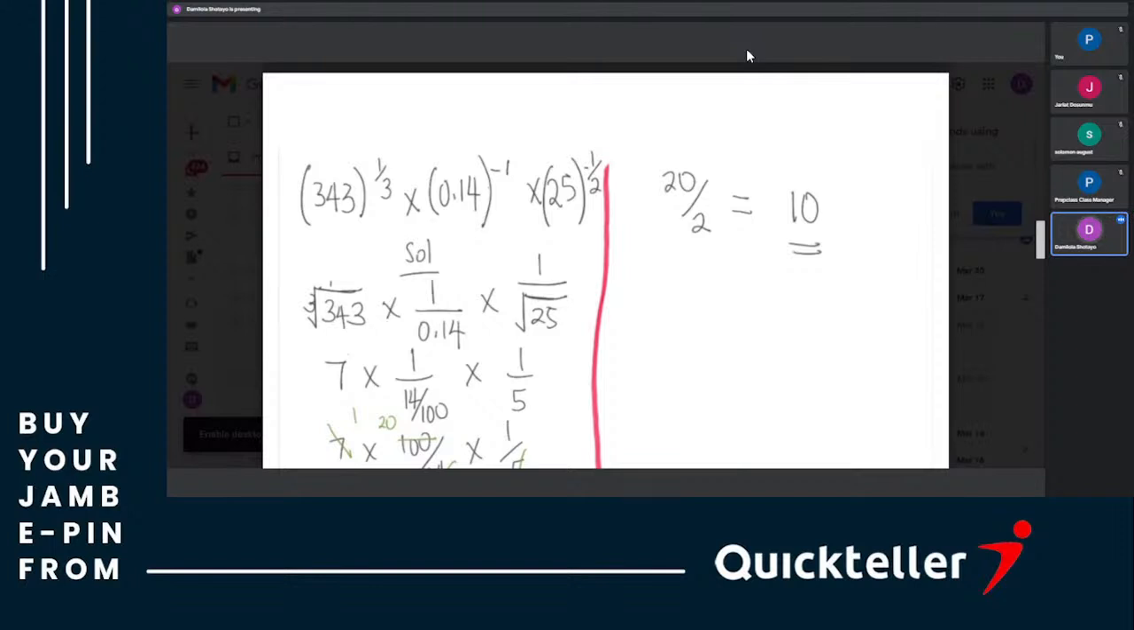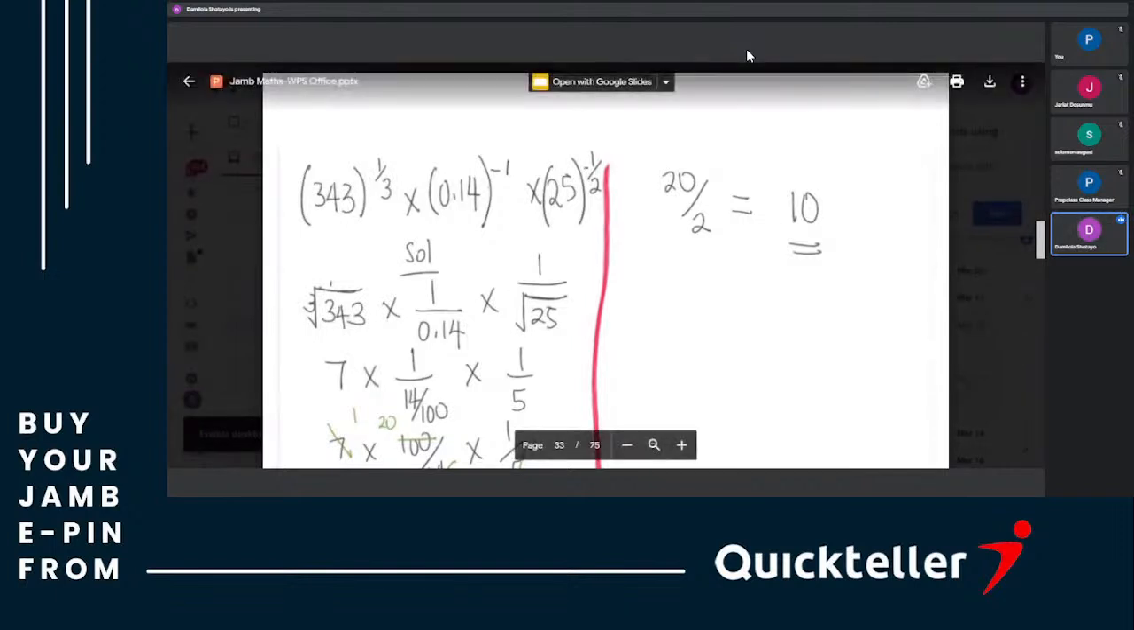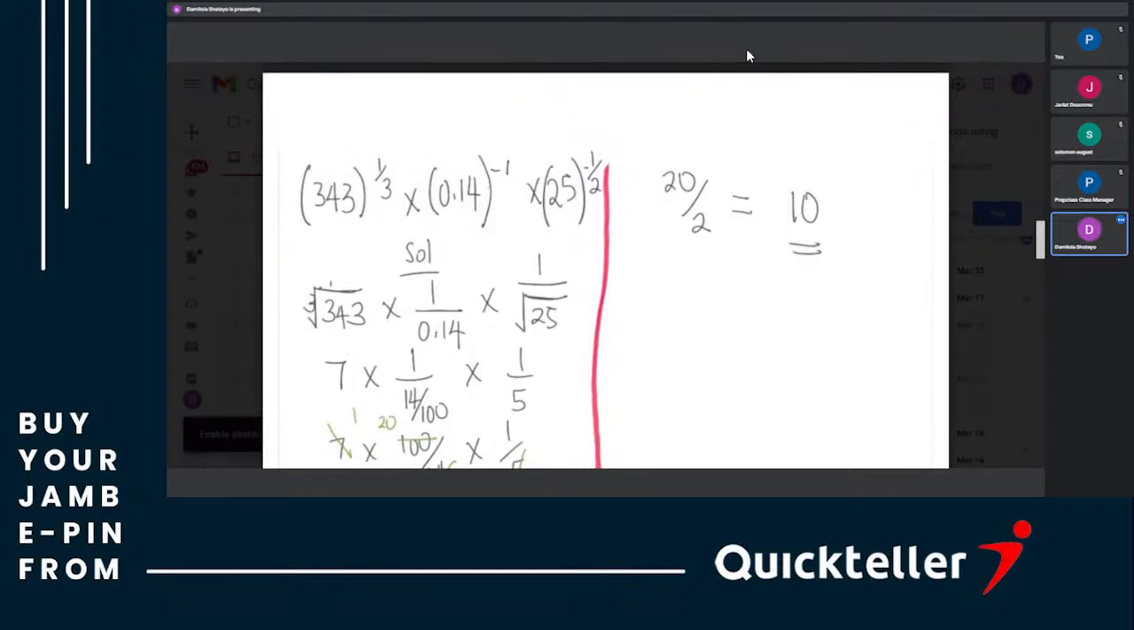So if you have a negative power, and the last one, 25 raised to minus 1/2, the minus will change to 1 over. Then the 2 in 1/2 will become the root. And that is what you have here. And that will give me the third root of 343. You can punch this on your calculator if you know how.